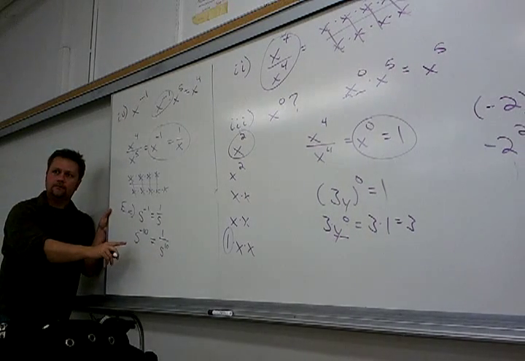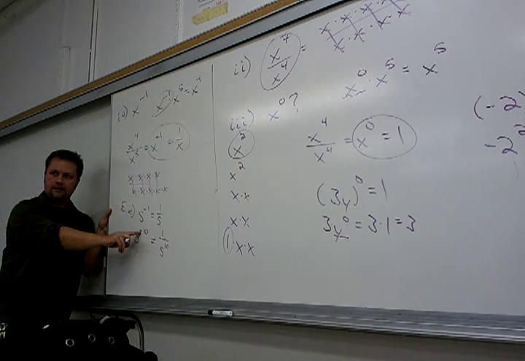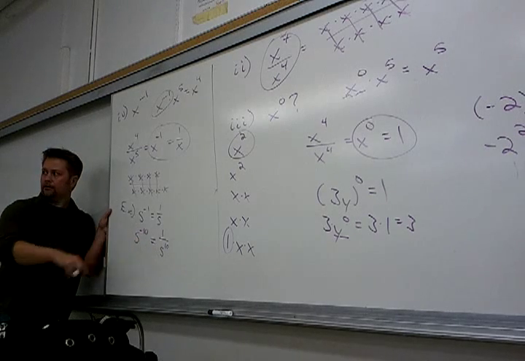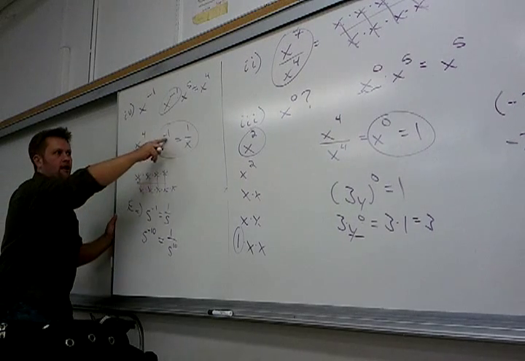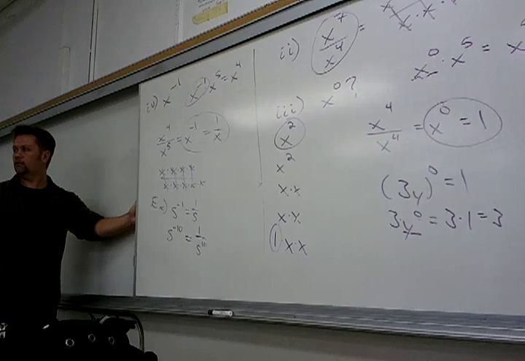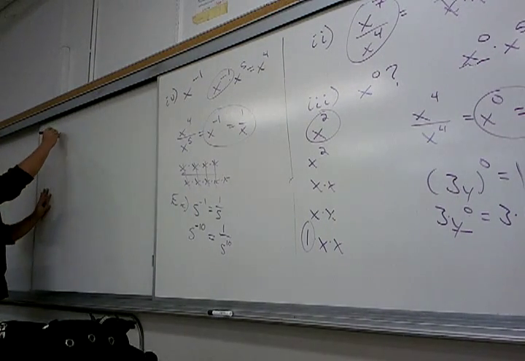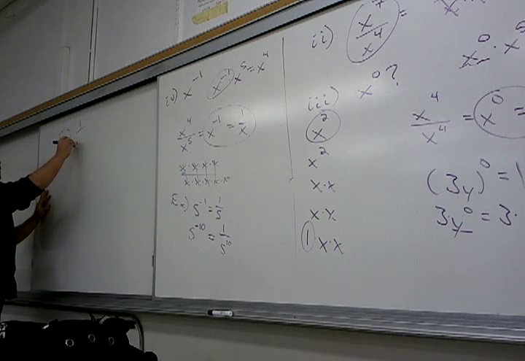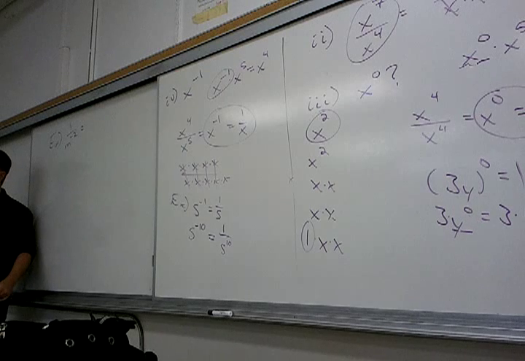What's the base? 5. What am I doing to the base? Flipping it. And if I flip it, what do I still have to do? Raise it to the 10th power. It's kind of like reciprocating it. Exactly. So negative powers mean reciprocate. Okay, a couple more examples. What is 1 over m to the negative 2? You'd have to flip it. M squared. Exactly.